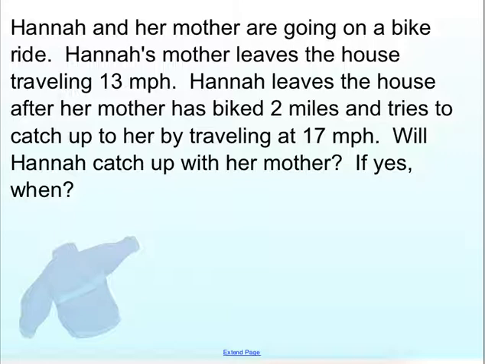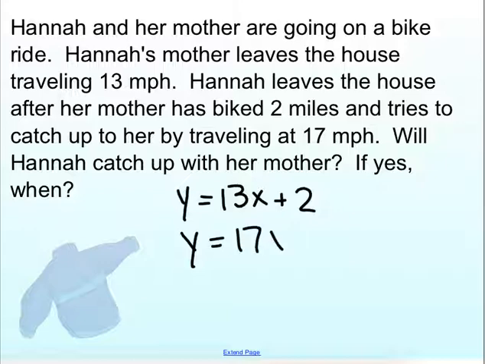All right, and I think this is our last example here. Hannah and her mother are going on a bike ride. Hannah's mother leaves the house traveling 13 miles per hour. Hannah leaves the house after her mother has biked 2 miles and tries to catch up to her by traveling 17 miles per hour. Will she catch up with her mom? So let's write an equation for once Hannah starts, where is everybody? So we would say her mother's miles is 13 miles per hour plus the 2 that she's already biked. And Hannah would be 17 miles per hour plus nothing because she just started.